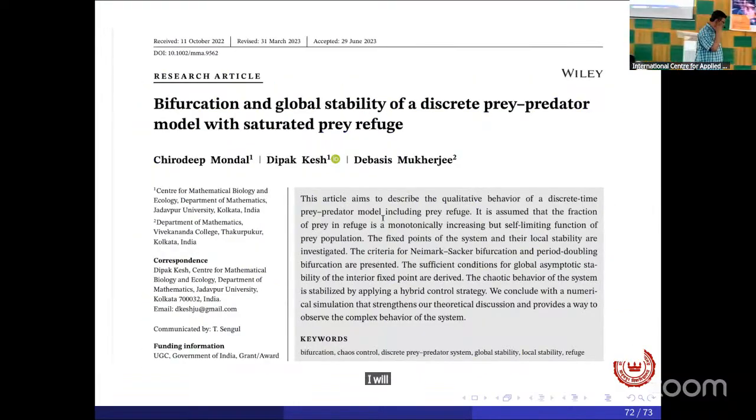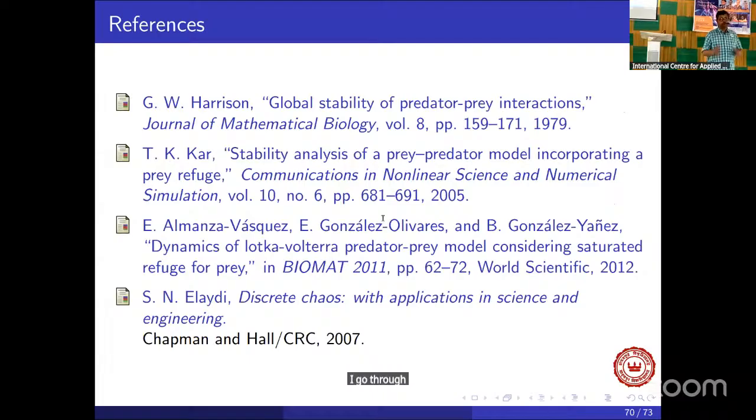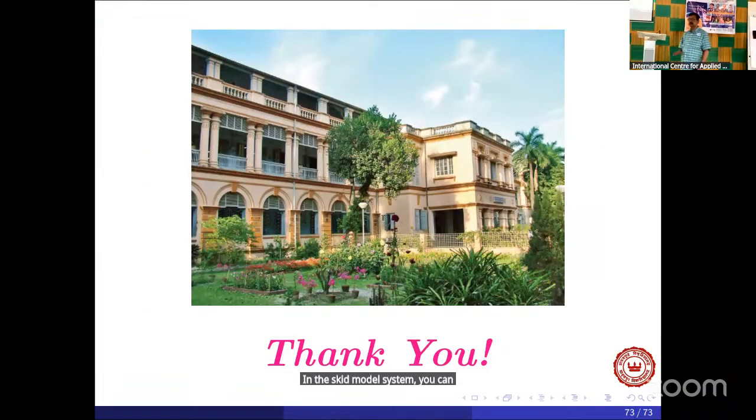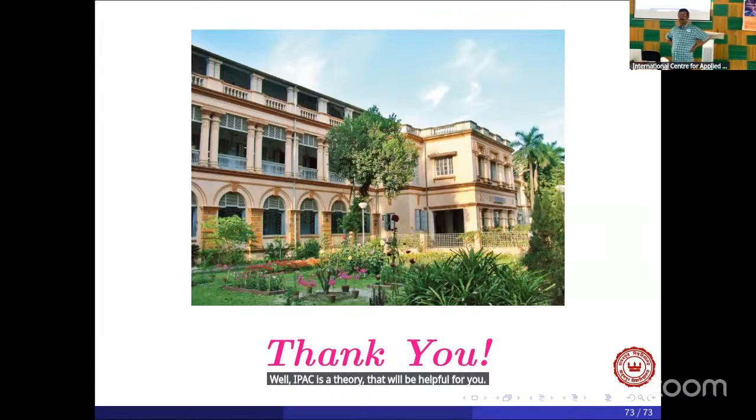Related to that, I go to another part, which is group defense. In a continuous model system, you can run all these things. In a discrete model system, you can run all these things. You should try to develop your bifurcation theory, which will be helpful for you. The bifurcation theory in a continuous model system is different from that in a discrete model system. For the discrete model system, the bifurcation theory is the Neimark-Sacker bifurcation.